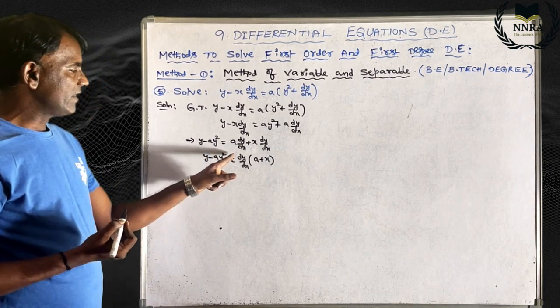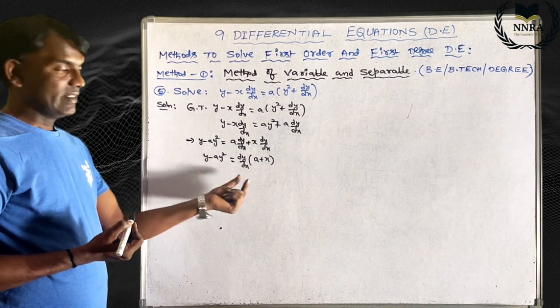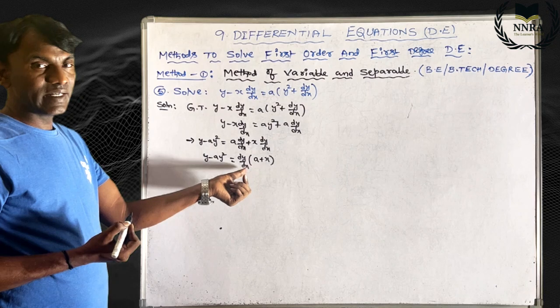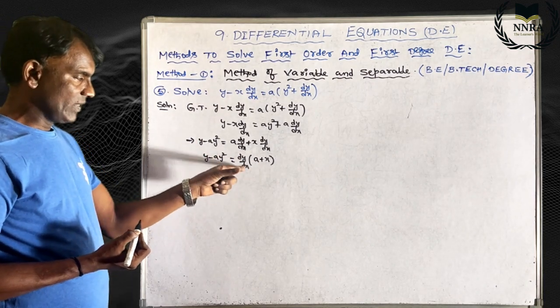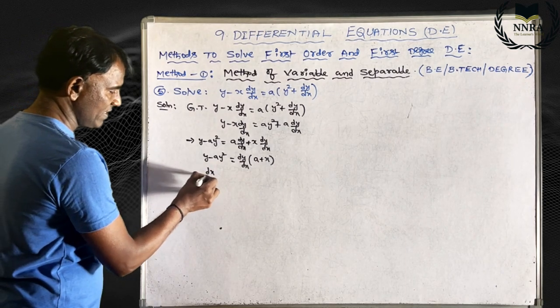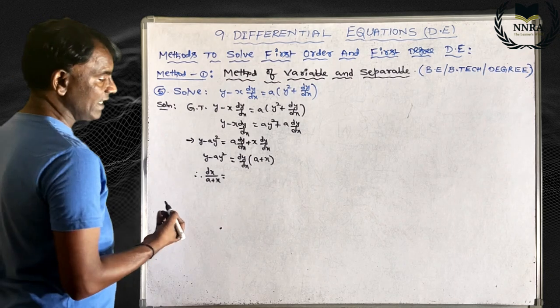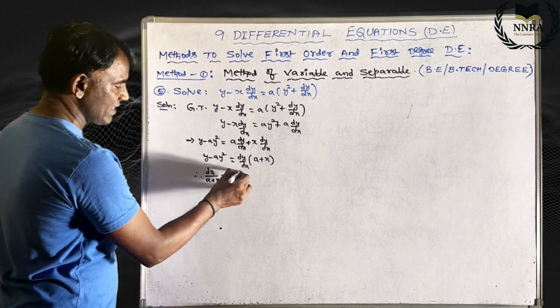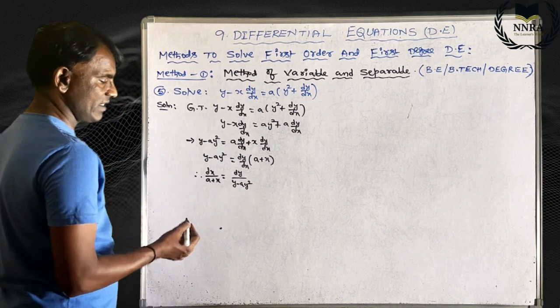But actually derivative dy is in numerator. Better take this term that side, and here it is in denominator. Take this term this side. Okay. If you take this term this side, we'll get dx by a plus x, right? This is the first term, I mean one side value. And if you take this value that side, we get dy by y minus ay square.